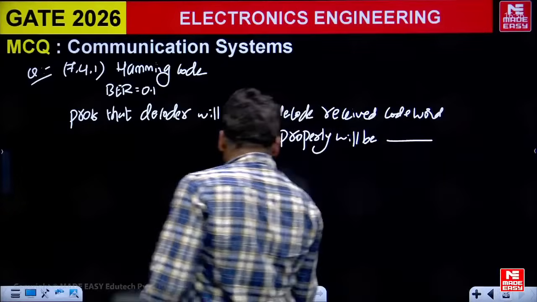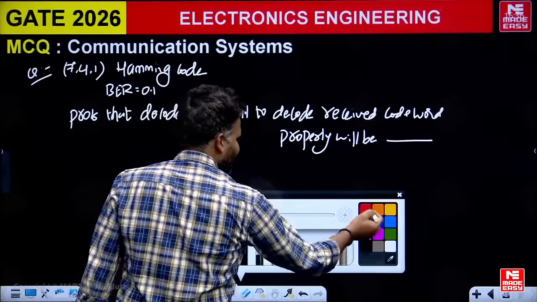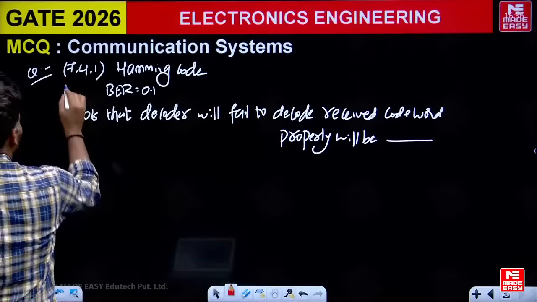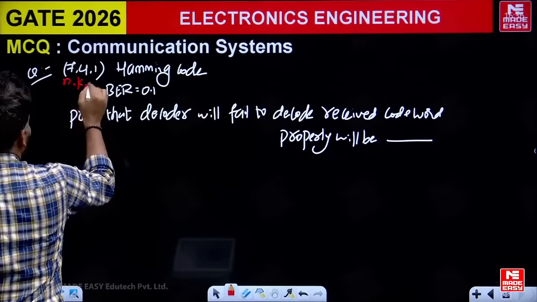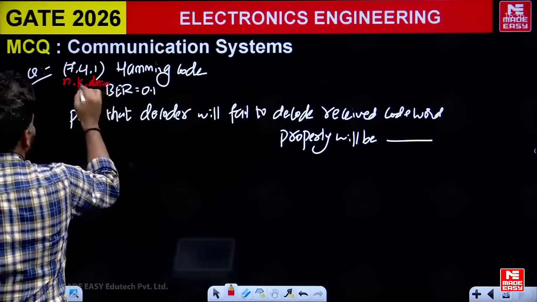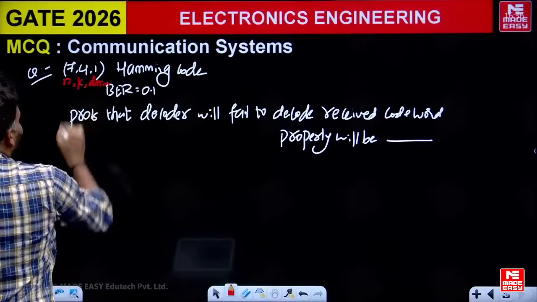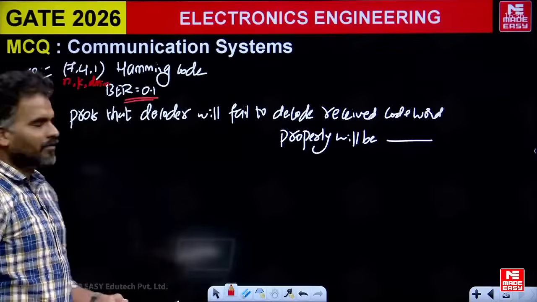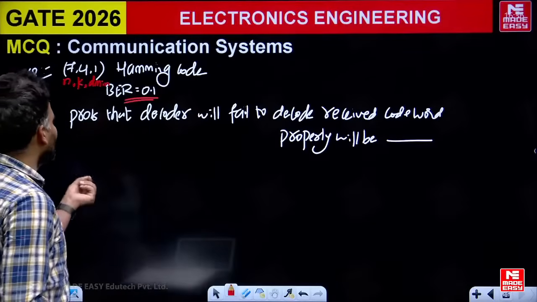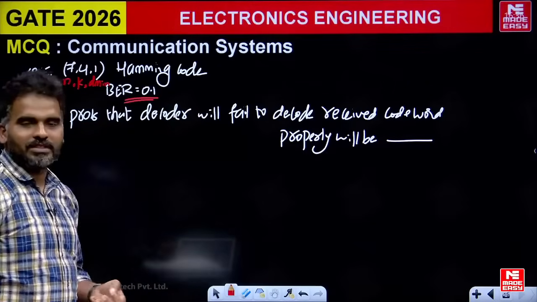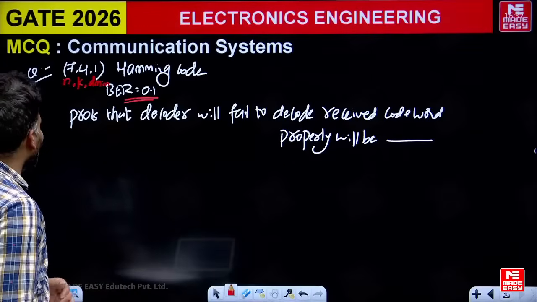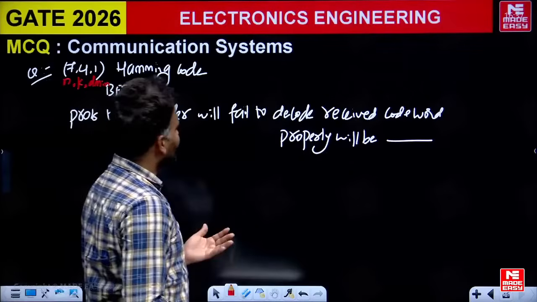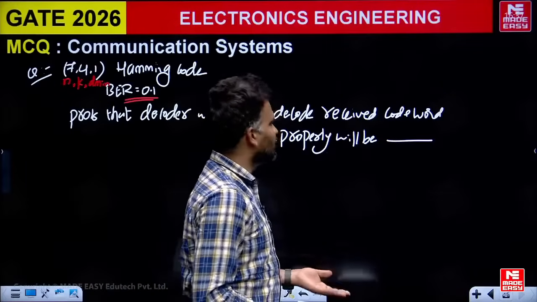If you see one question here, this is about Hamming code. (7,4,1) Hamming code. And the bit error rate: what is the probability of error in a single bit? The bit error probability, also called the bit error rate, is 0.1. Then, what is the probability that the decoder will fail to decode the received code word properly?